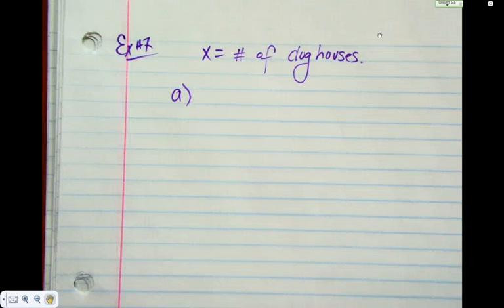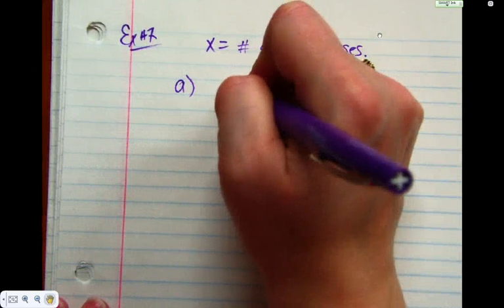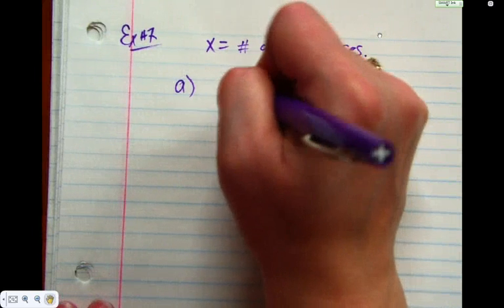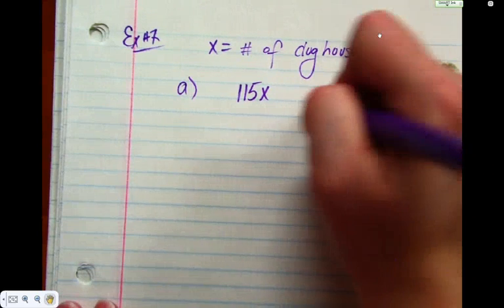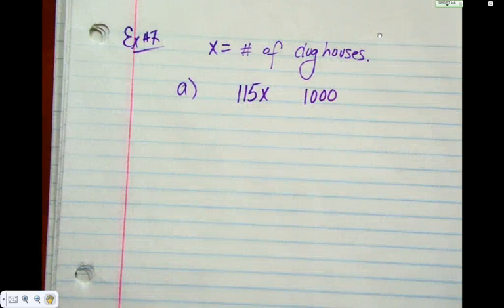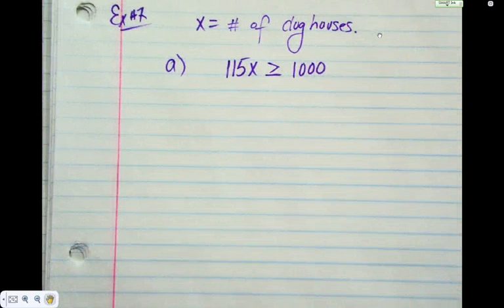Part A. Is it about money or is it about time? It's about money, so we've got to find the money piece to the question. How much can he sell the doghouse for? $115 times X, because we don't know how many X is, or $1,000. Now we need to figure out the inequality. Less than or equal to, greater than or equal to. Greater, and then we got to figure out or equal to. So does at least 1,000 mean 1,000 on the nose? Yep. Go ahead and solve.